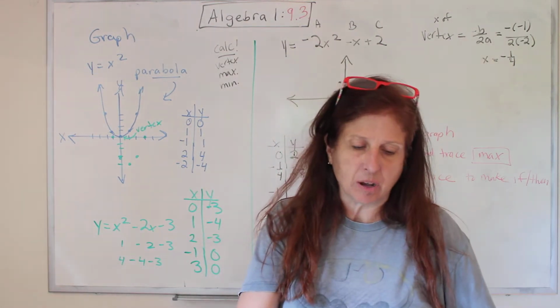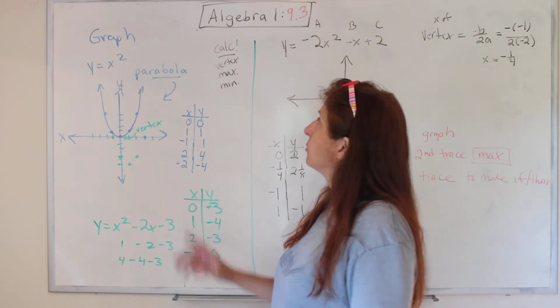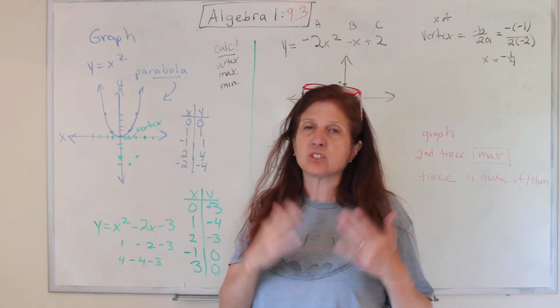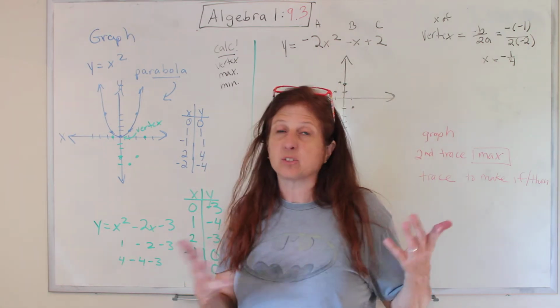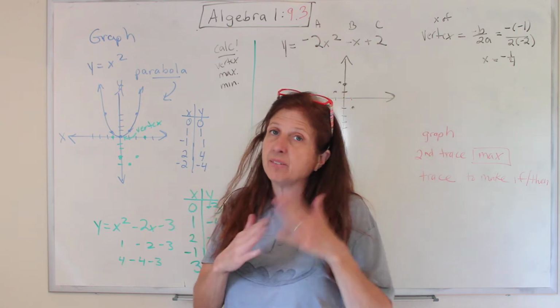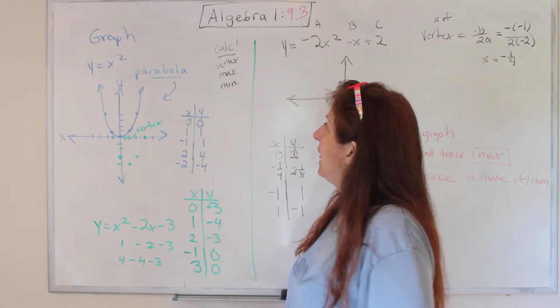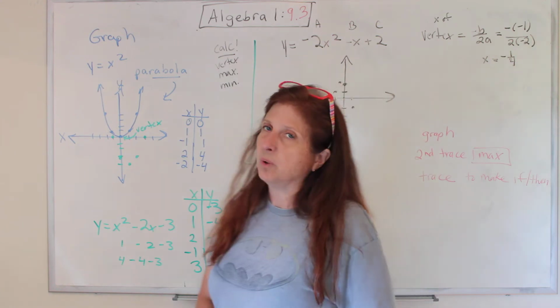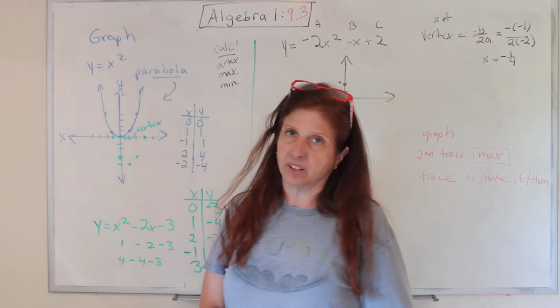And we have been talking about quadratic equations. And quadratic equations have a squared variable in it, like x squared or y squared. Any variable squared makes it quadratic. And what we're going to be talking about is what does the graph look like.